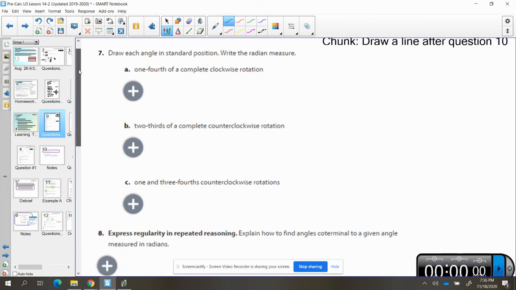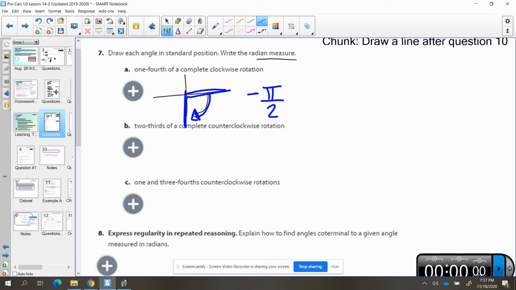Now, just like we did in the last lesson, we can also draw these radian measures in standard position. And again, I'm challenging you to not have to convert each time. If we're just going 1/4 of a complete clockwise rotation, we're going down here in our picture for clockwise. And if we're only going 1/4 of 2 pi, that's pi over 2. And because we went in the clockwise direction, it would be negative, okay?